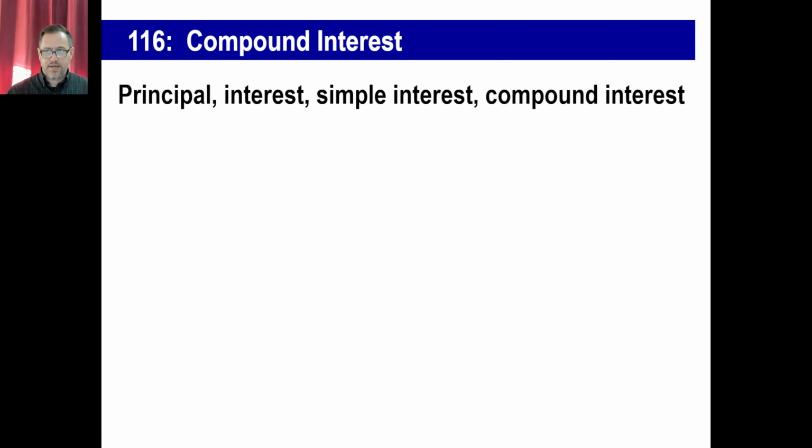Compound interest means interest that compounds on top of each other. So if you had $1,000 in the bank, and the bank says, we're going to pay you 10% interest, then 10% of $1,000 is $100. So at the end of the year, you have $1,000 plus $100, $1,100. And the bank still says, we're going to pay you 10% interest.